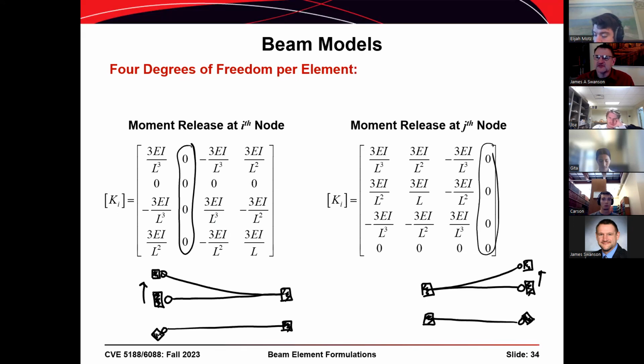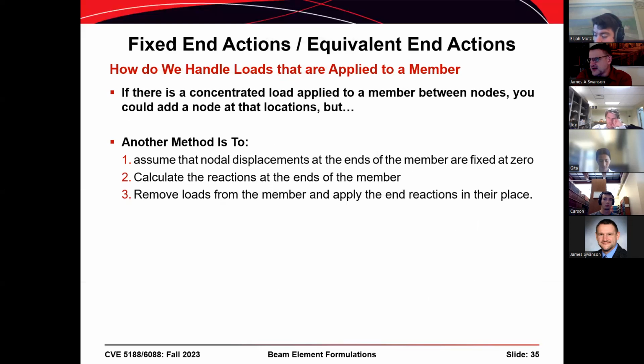Another issue that we need to tackle is that when we deal with beam elements, we need to apply loads to members, right? We can't always apply loads to nodes. If we're handling concentrated loads, we can always put a node at the location of the load. But if we deal with distributed loads, and we want to, and we should, then we can't just put a series of nodes there.